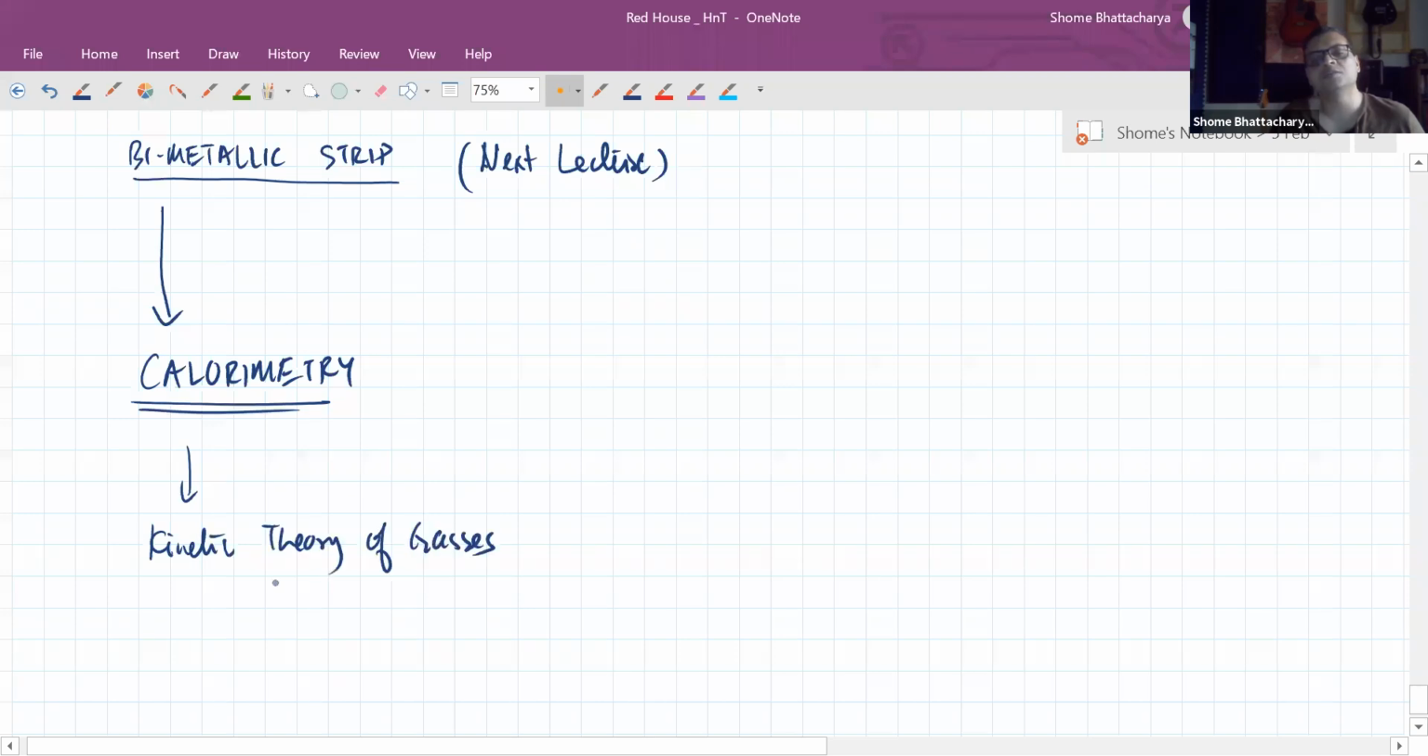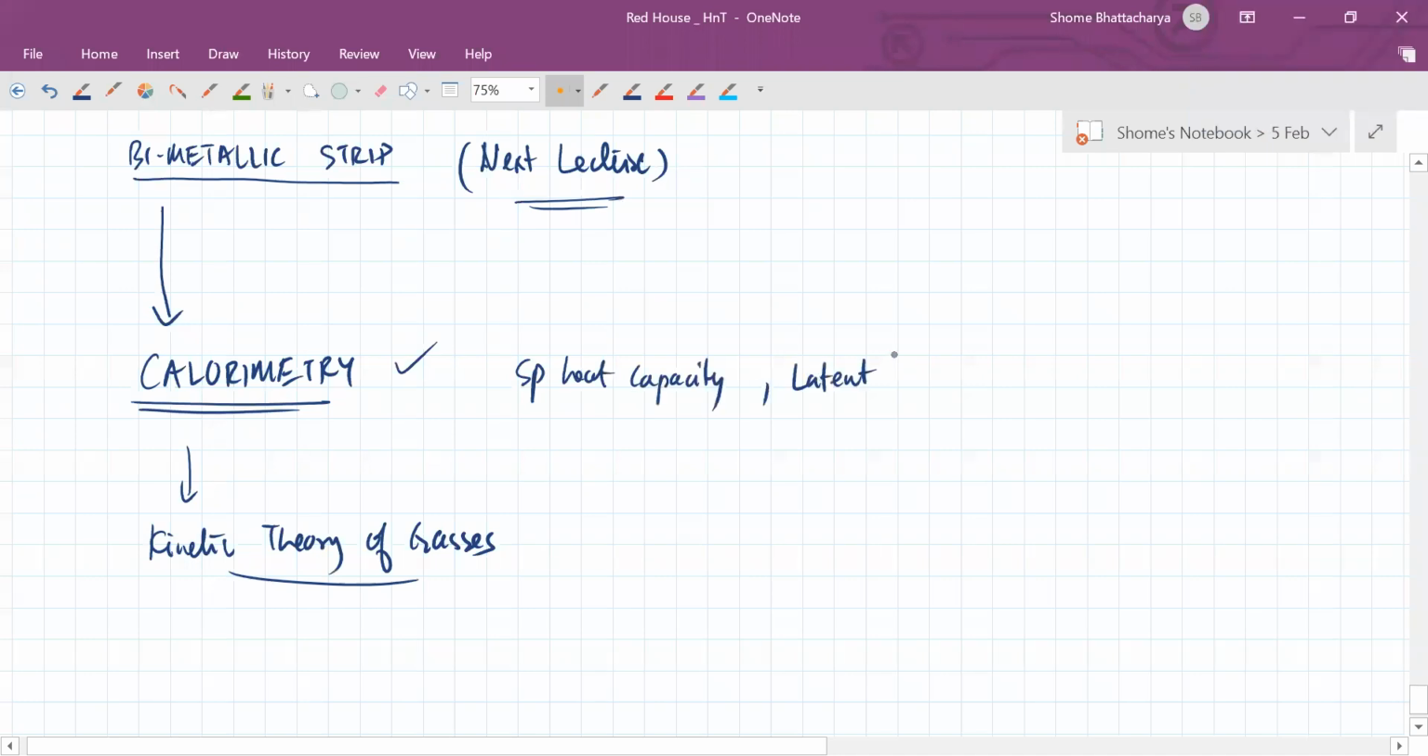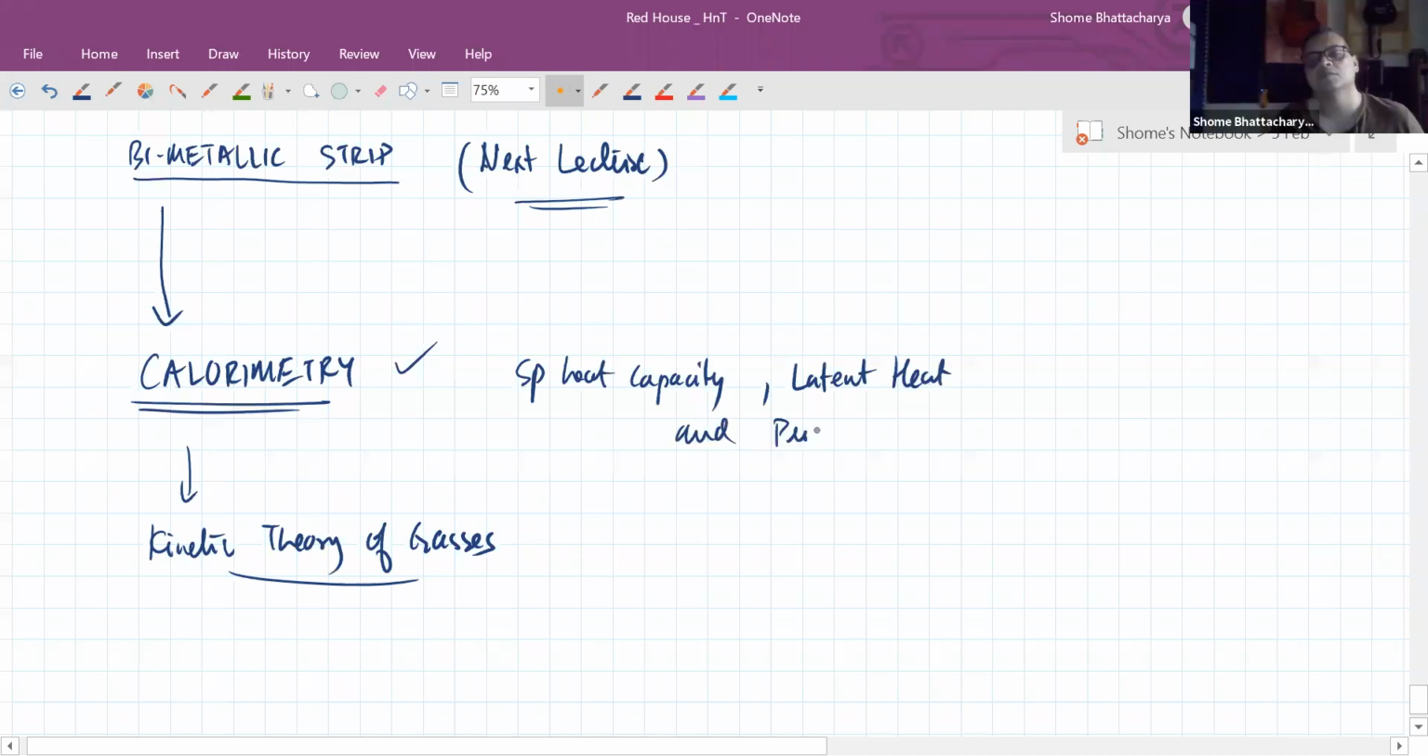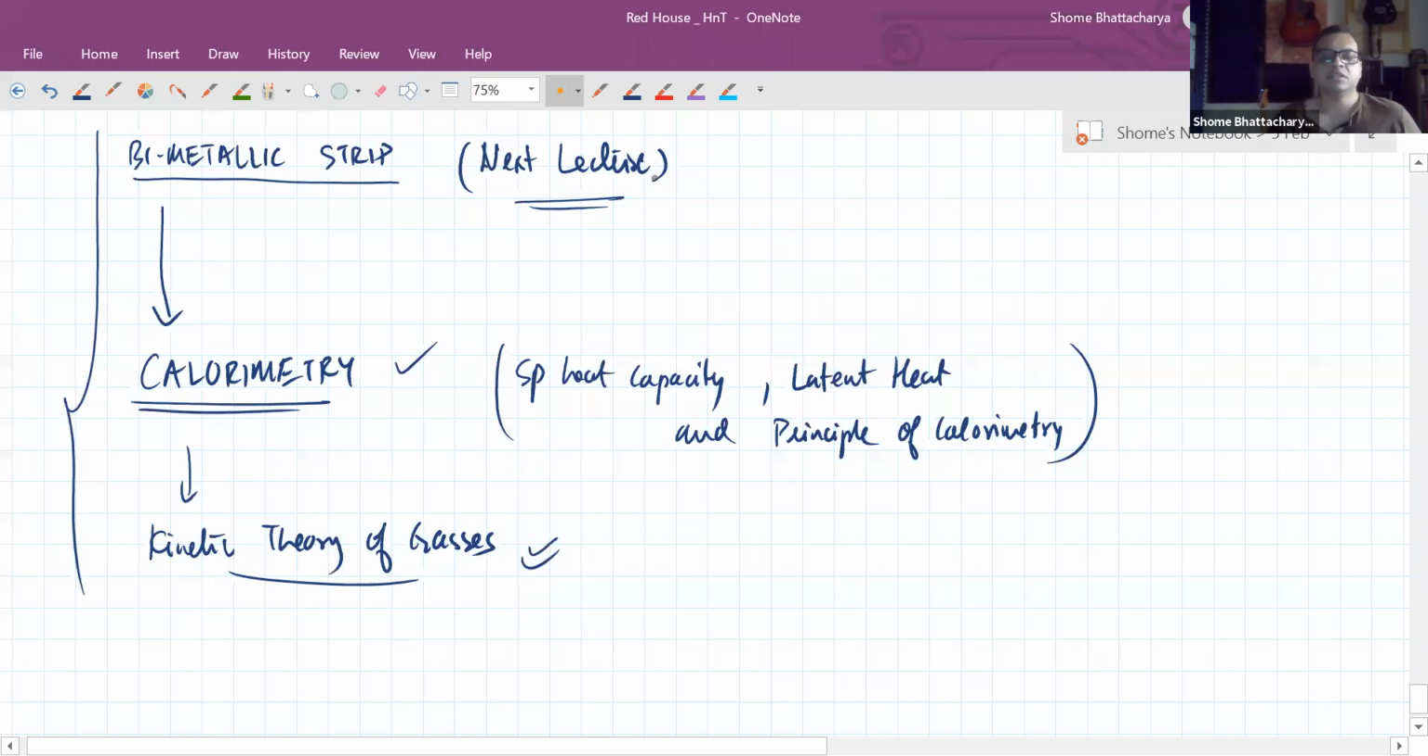So these are the topics coming out in the next lecture. Okay, this will have specific heat capacity, latent heat, okay, and the principle of calorimetry. Okay, so this is a very short thing, and then this is going to be the main thing. Okay, so that we'll discuss in the next lecture.